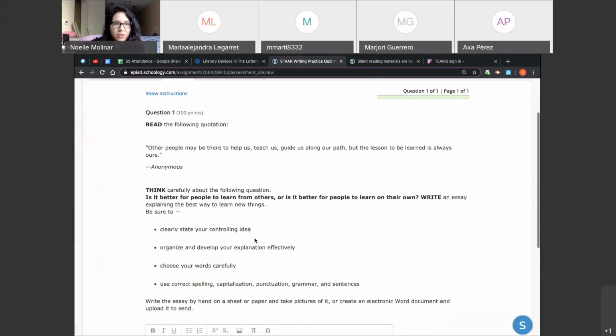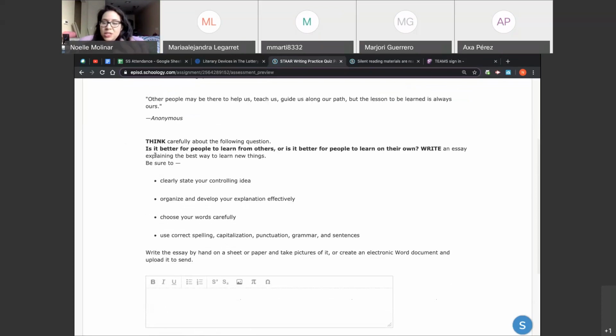So what you have to do is, we have a quotation here. This is just like your STAR exam. I know we didn't get to take our STAR exam this year, just nuts, but this is just a practice to see what they look like, to remember what they look like. "Other people may be there to help us, teach us, and guide us along our path, but the lesson to be learned is always ours." We don't know who said this, but we know that they did say it at some point. So that's just an idea. It's a nice quote for us to have.